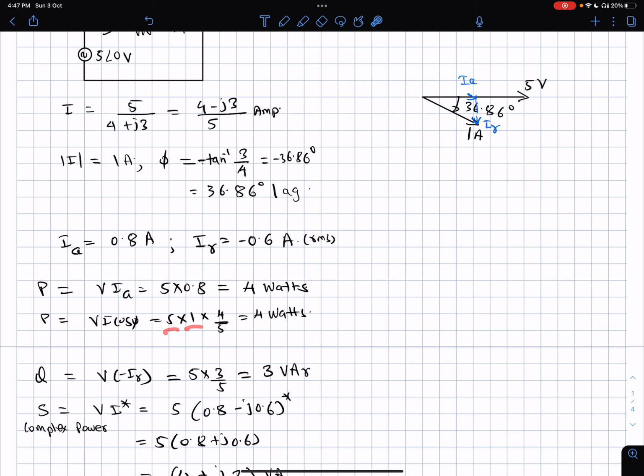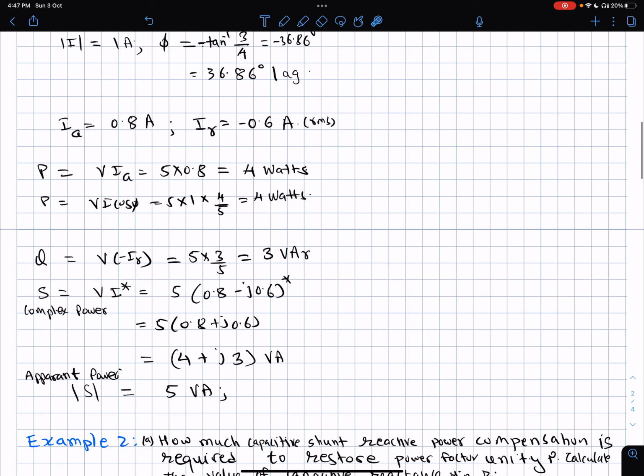Now you look at the reactive component of the current. I'll rather take it from here. The complex power S is equal to V I star. So voltage is 5, this is a reference voltage.